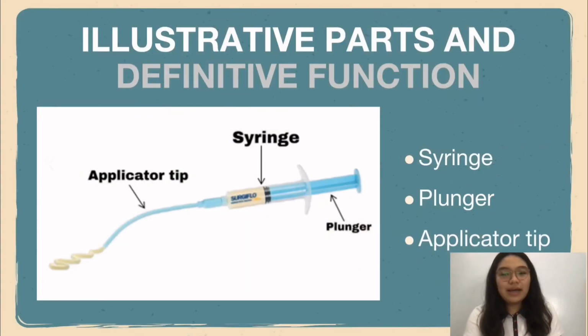As you can see in this slide, these are the illustrative parts of the hemostatic gel. It is just like an injection and a common syringe that we all know. The hemostatic gel has three parts: the syringe, the plunger, and the applicator tip. First is the syringe. The syringe is prefilled and contains the hemostatic gel. Next is the plunger. It is used to expel the hemostatic gel through the applicator tip. And lastly, the applicator tip, which enables precise hemostat delivery into small and difficult to reach surgical sites.